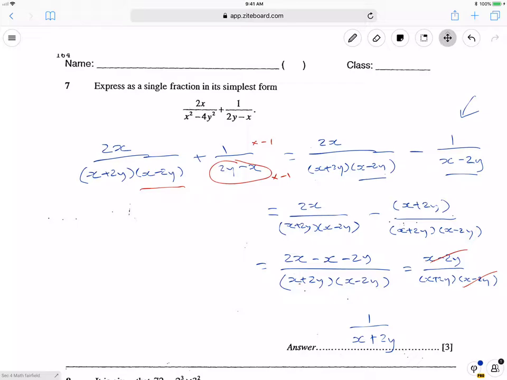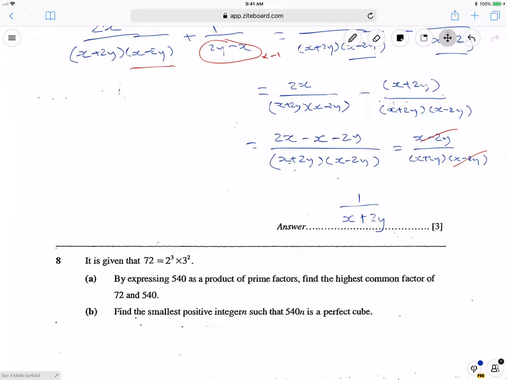x squared minus 4y squared. Factorize wrong. Yeah. What do you get with x? Can be careful, no? Okay, that's like a Sec 2 mistake, no? Must be careful.